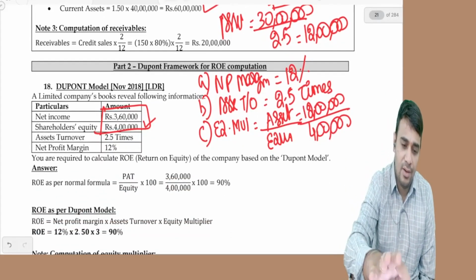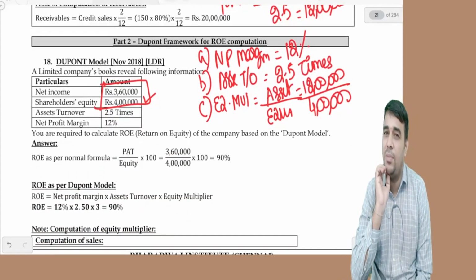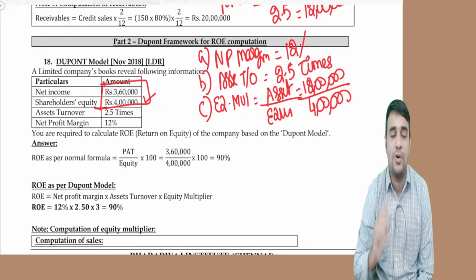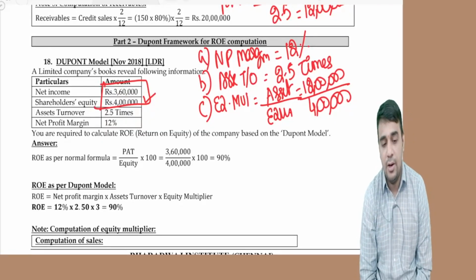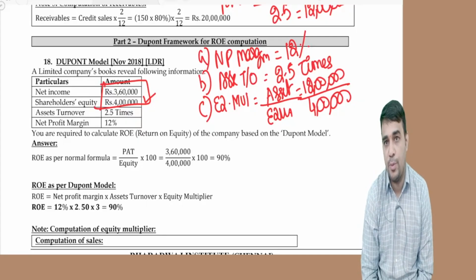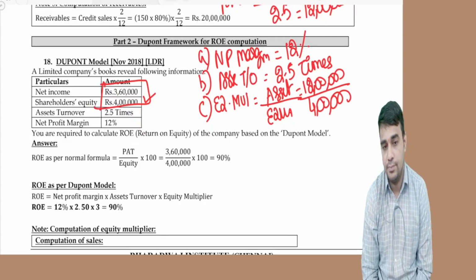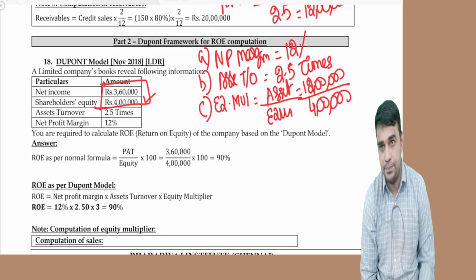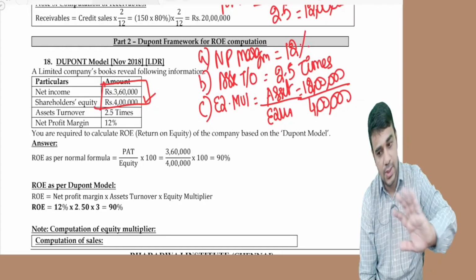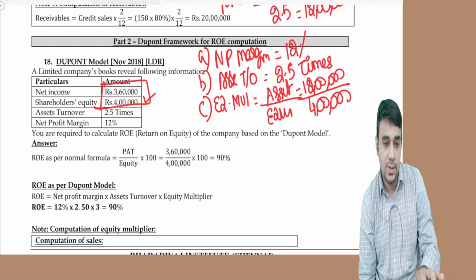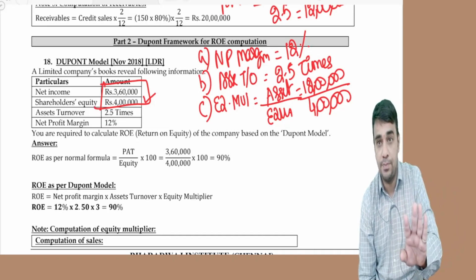And normal formula gives 90%. That's why I said normal formula 90%. In the DuPont model you will have to do it item by item. Normal formula is not needed, you'll have to do only the DuPont model. Any doubts on this? Clear? With this, the chapter is over.